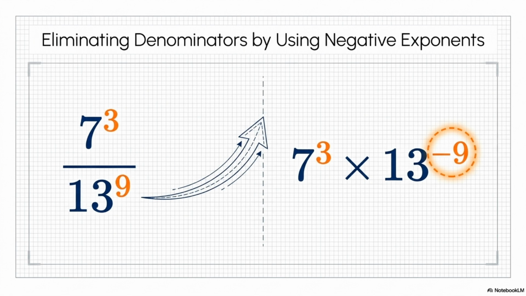Oh, I see. I use the elevator ticket in reverse. I take that 13 to the 9th from the bottom lobby, move it up to the penthouse line with the 7 to the 3rd, and I slap a negative sign on the exponent to pay for the trip. Exactly. It becomes 7 to the 3rd times 13 to the negative 9th. You've completely flattened the equation. You took a cumbersome fraction and transformed it into a sleek single line of multiplication simply by understanding how negative exponents behave.